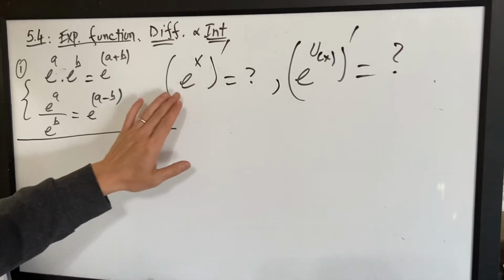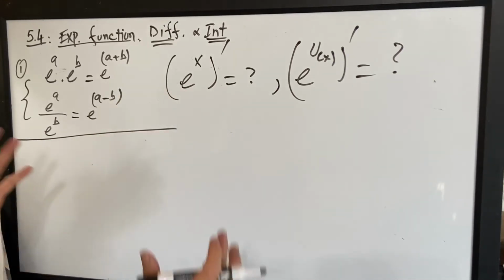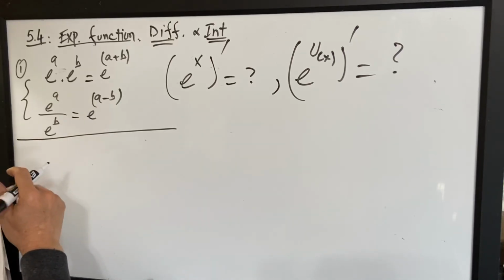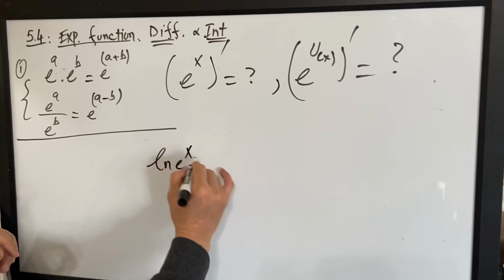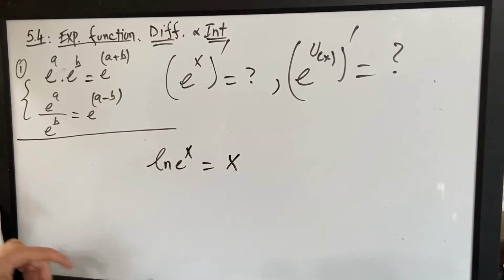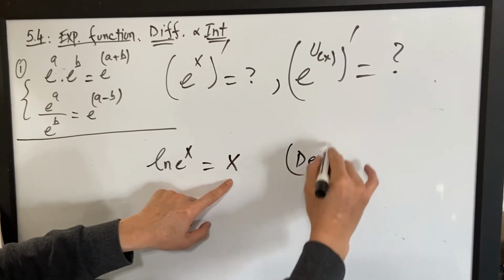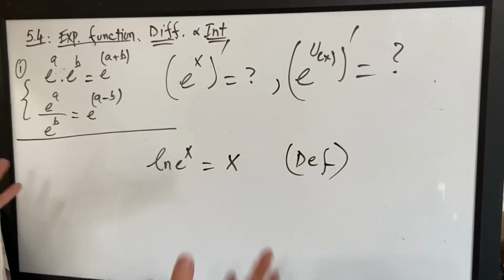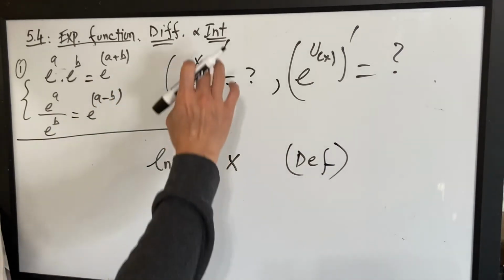Okay, remember, we always go to the definition. And what did you have? You have ln e to the x equals what? That's right, x. This is the definition. Remember, when you prove, you always go back to the definition and we look for what we are interested in, and that is the e to the x derivative.